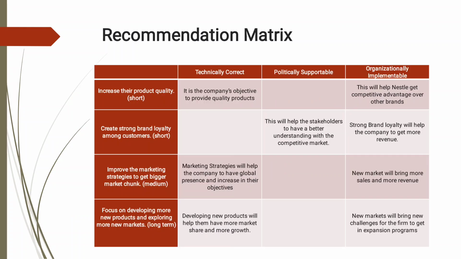Similarly, we have some recommendations for the Nestle brand, divided into three portions: short, medium, and long term, and they should be technically correct, politically correct, and organizationally implementable. That is to increase their product quality by using the company objective to provide quality products. This will help Nestle get competitive advantages over other brands.